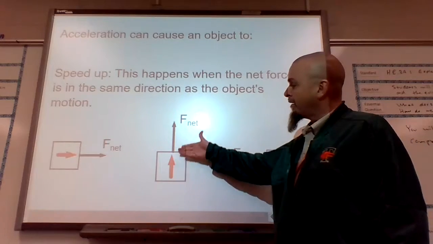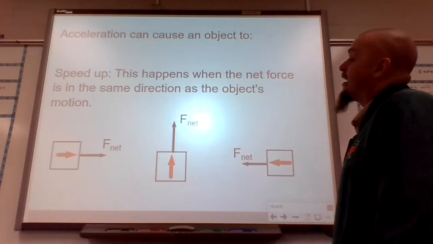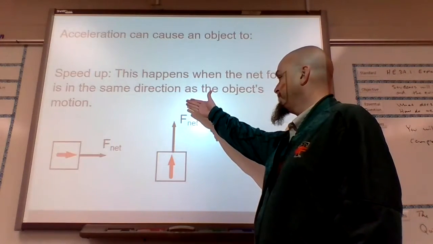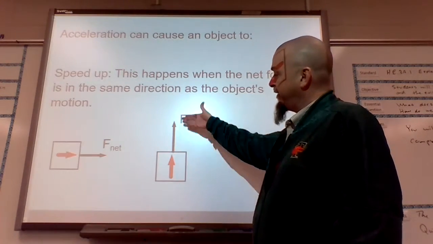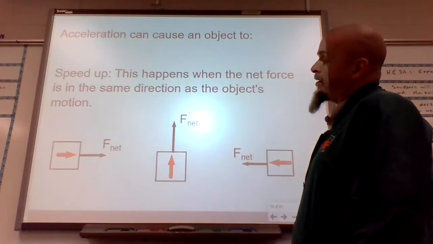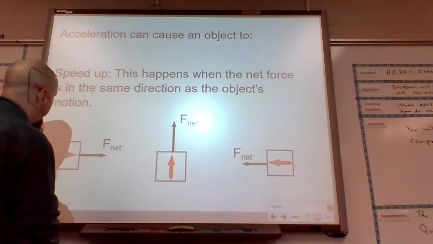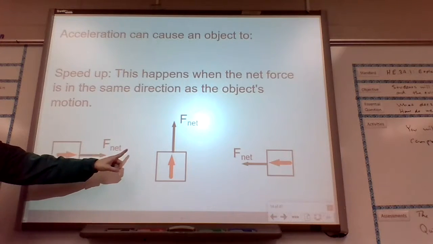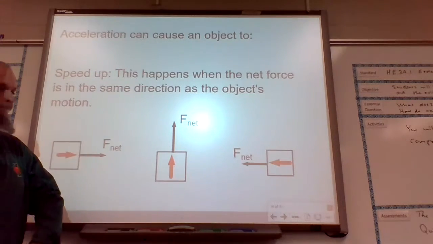This would be something like a helicopter taking off. The blades and the engine of the helicopter would be applying an upward lift force as the helicopter is moving upward. If that lift is up while the helicopter moves up, it accelerates or speeds up as it takes off. This could be a car going down the road, where the engine is applying a forward net force, making the car speed up.